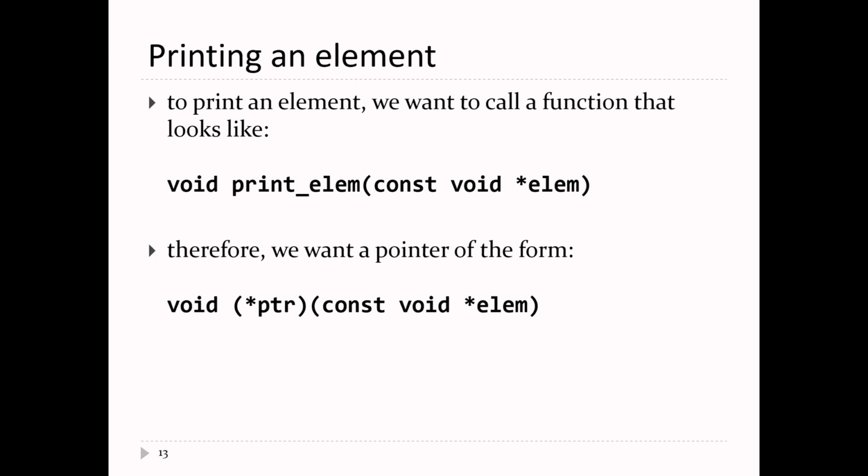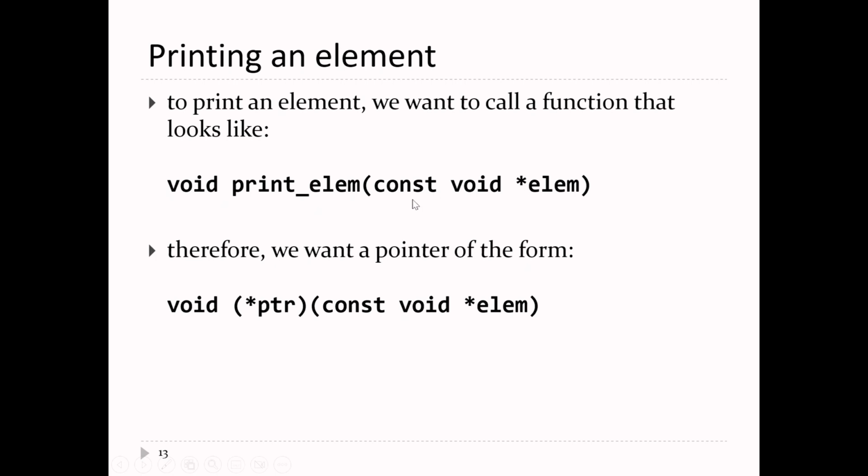If I want to print an element inside stack print, I need a function that can print an element. How are elements stored? They're stored as pointers to void. So if someone gives me a function that returns void and takes in a pointer to void, that prints the value of that element, then they can pass a pointer to this type of function to stack print. Stack print can use that function that's passed into it to print elements.